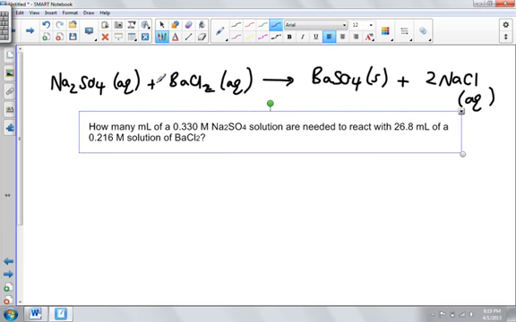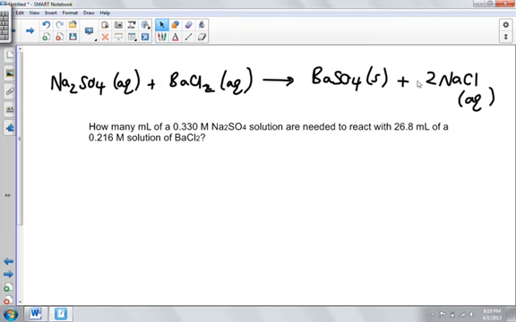Sodium sulfate, aqueous, and barium chloride, aqueous, react together to form barium sulfate, which is a solid, and 2 moles of NaCl. Now this equation actually is balanced, and you can check it just to be sure, but it is. It says how many milliliters, so it's asking you for volume, how many milliliters of 0.330 molar sodium sulfate I needed to react with 26.8 mL of 0.216 molar solution of barium chloride. So it's given you a volume and a molarity, and a volume and a molarity.